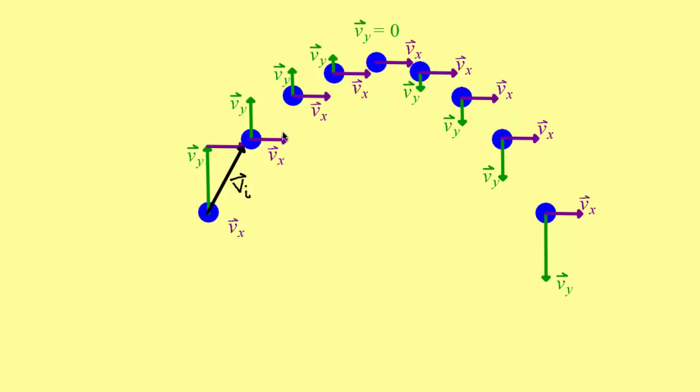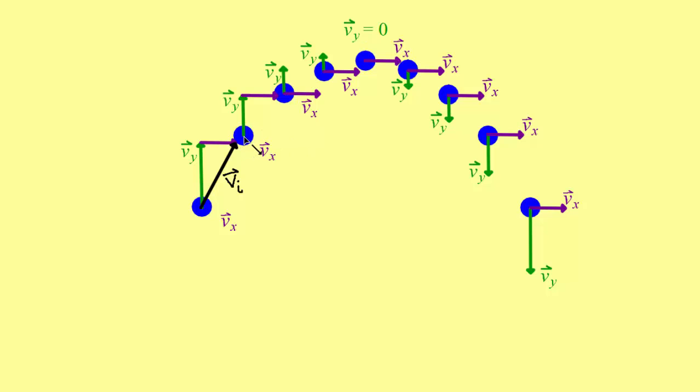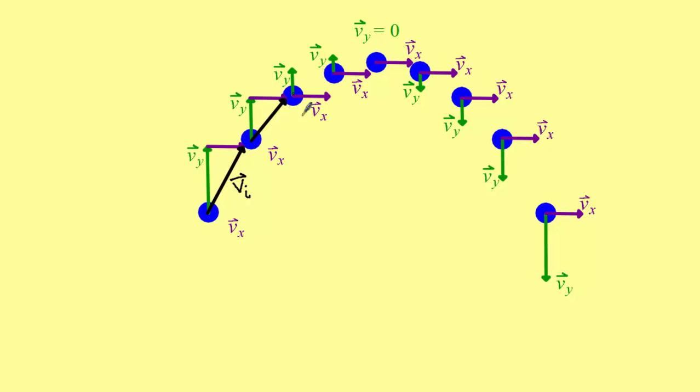Now let's do one more. We have our x component, and I'm going to move it up here so that we can draw our resultant vector. And when I draw that one in, it's pointing in a little bit different direction than the first one. And it's also pointing in the direction that it's going at that point in time.